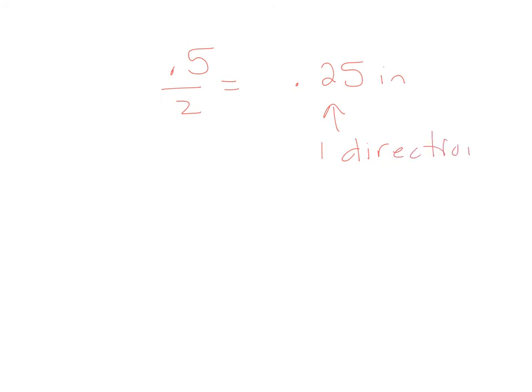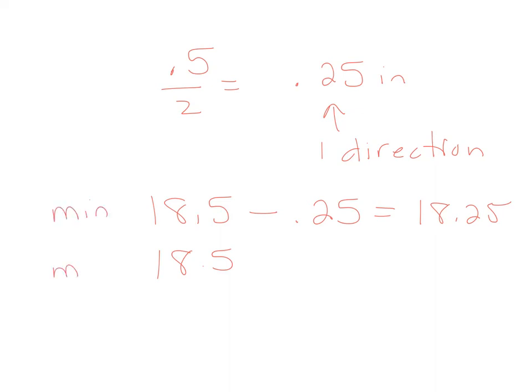All right, so if I want to find out what my minimum's going to be, I'm going to take the 18.5, and you're going to subtract off the 0.25, and you're going to end up with 18.25. And then I'm going to take the 18.5 now and find the maximum. So this was min. I'm going to find the max. And I'm going to add the 0.25. And so when I do that, I get 18.75.